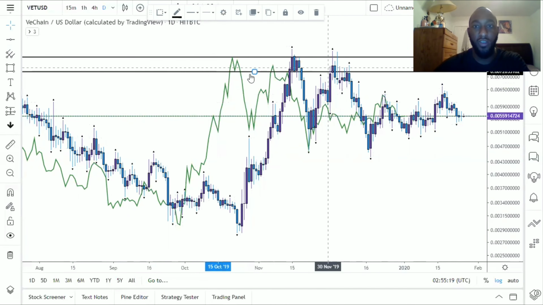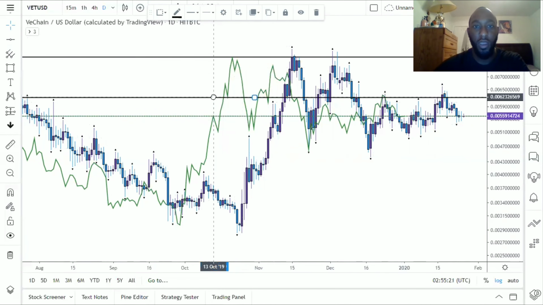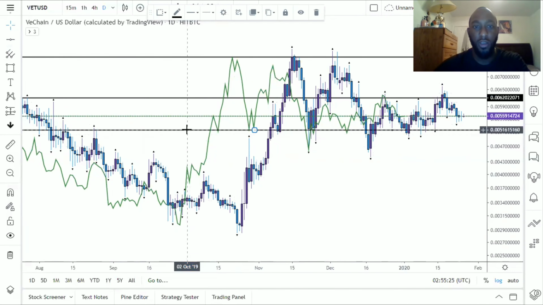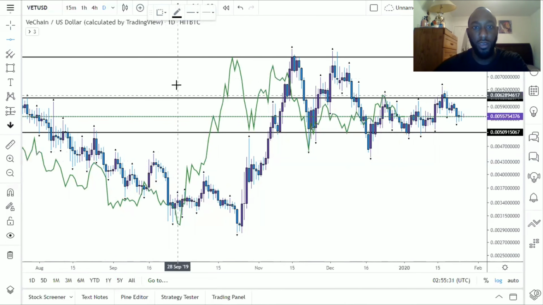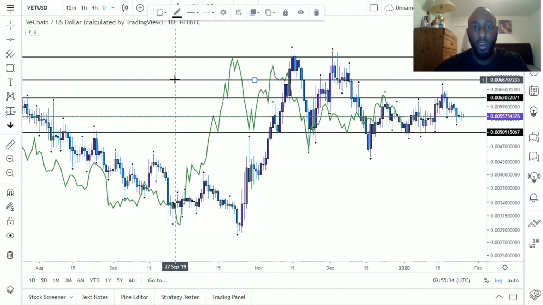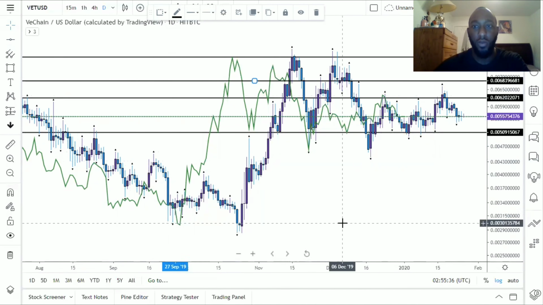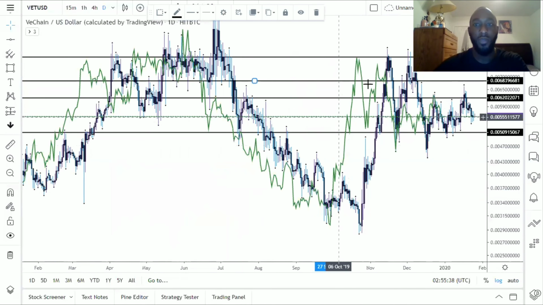So you could zone this area if you really wanted to. So you could put one here. Let's go with here as well. And we'll go with one more. Let's go with right here. So if we look back in the past at these lines, you see this area was very much respected quite a bit. So you could have entered in selling positions once it broke in here and moved down.